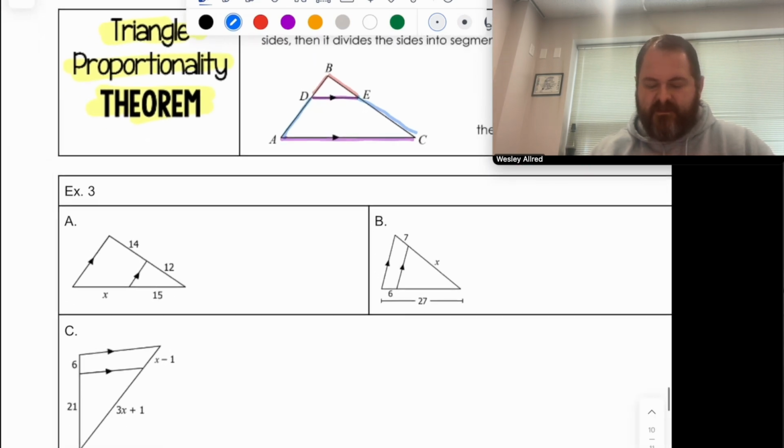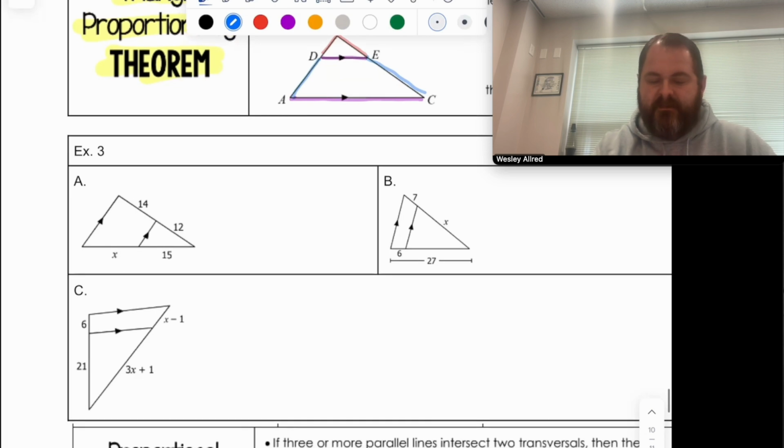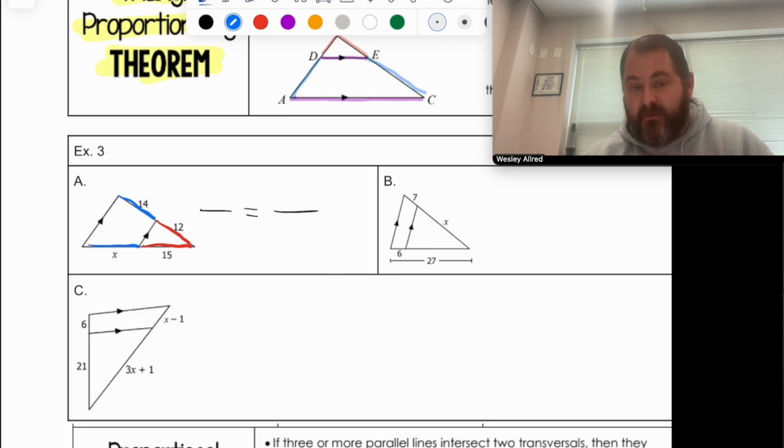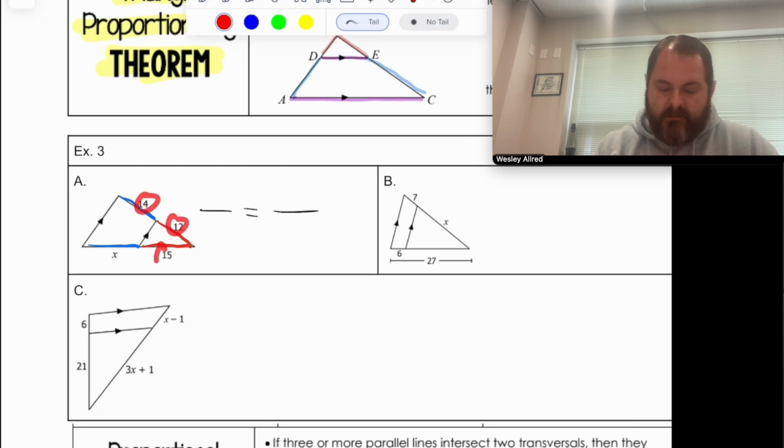So we can try that with some examples. These are almost even easier to set up than any other proportion we've dealt with. Okay, so once again, we've got two parallel lines. That means I've got proportional segments. So I'm not dealing with similar triangles here. They would be similar, but I don't have to add the individual segments to get the total triangle length like we did in the day 3 lesson or day 2 lesson. Now we can just compare the individual segments.